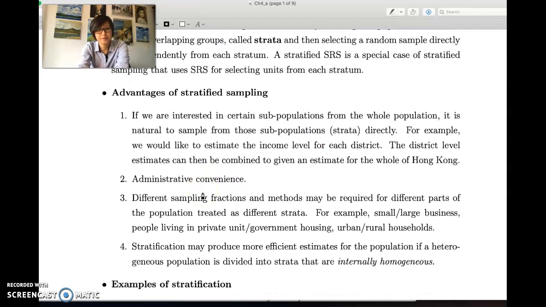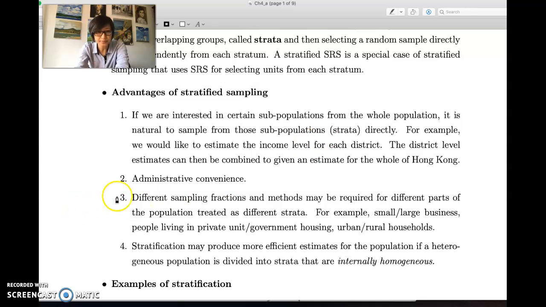First of all, if we are interested in some subpopulation estimates, like we are in particular interested in the average income of a particular district, then we can also report that. So not only for the whole population, if we are also interested in some subpopulations, then we can perform the estimate for each stratum.